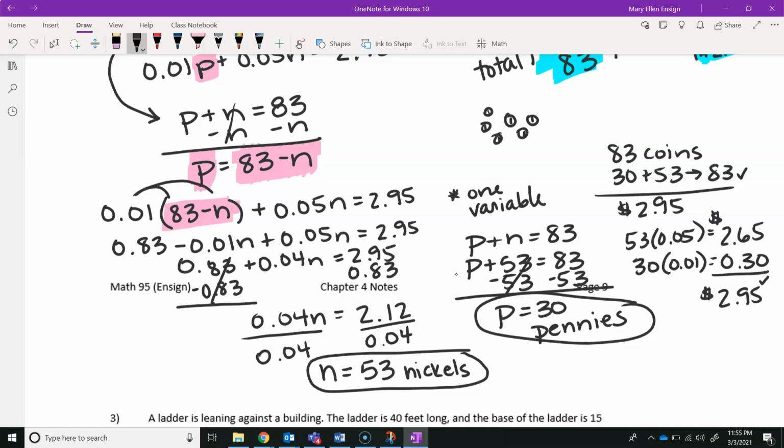And as I said in class, think about this as sort of on the scale. If we had all pennies, we'd only have 83 cents. If we had all nickels, we'd have a much larger number, right? So we are in the middle there. And 31 pennies and 52 nickels is going to have a different answer. And 27 pennies and 56 nickels is going to have a different answer. Okay, so we want to make sure that our answers check in both equations, or in both scenarios there.